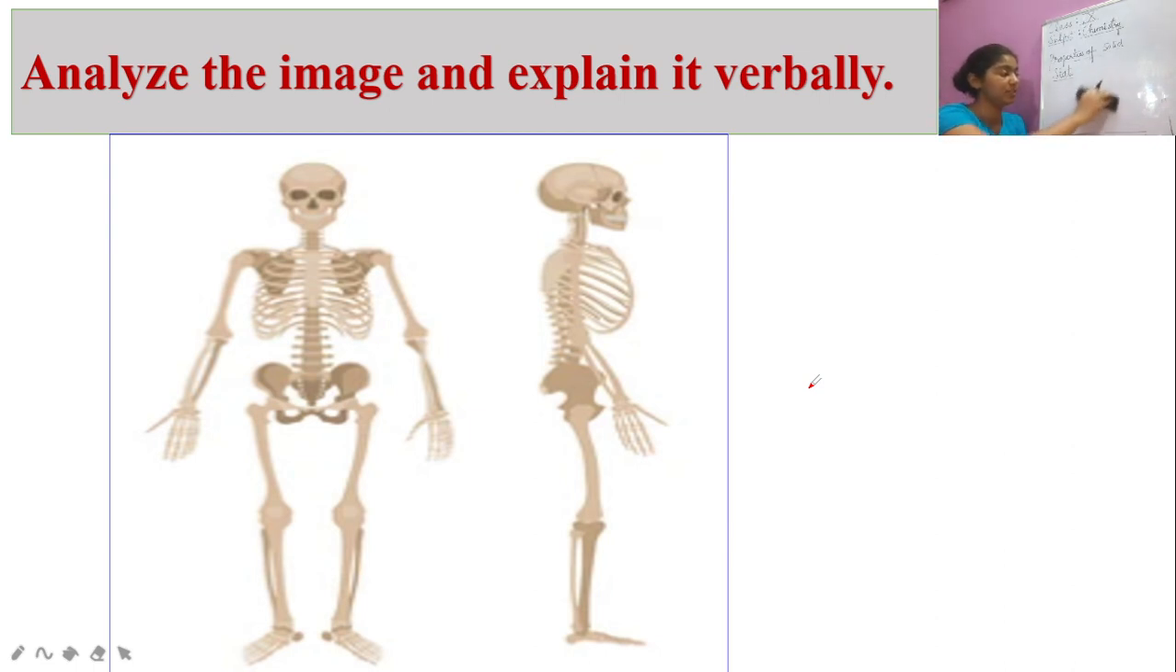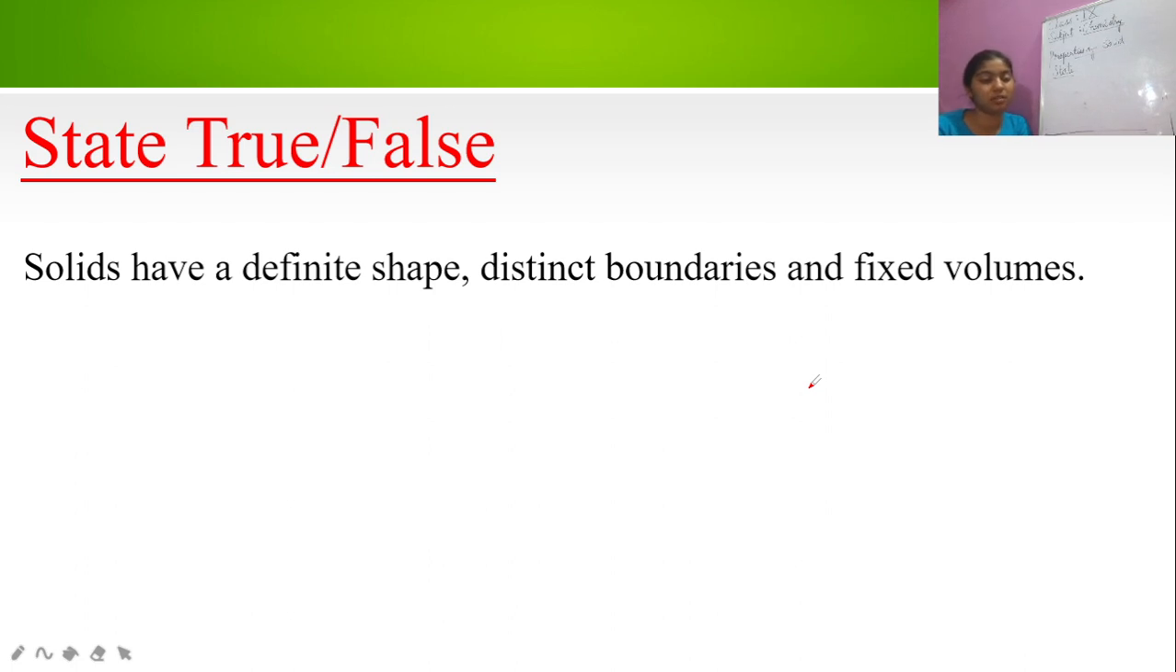Will you consider this framework of bones, a skeleton, as a solid? Yes, very good, students. This is a solid only, because we can see all the bones have a definite shape, boundary, and volume, right? So that way we can consider that a skeleton is also a solid, following these properties of a solid.